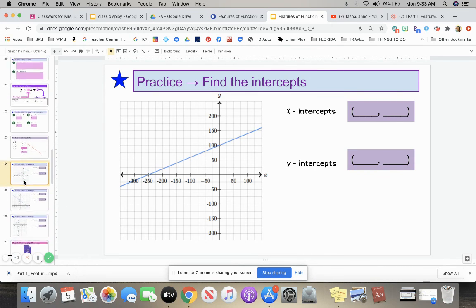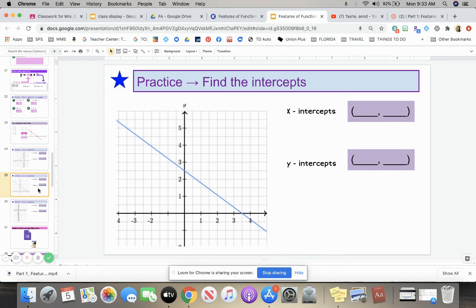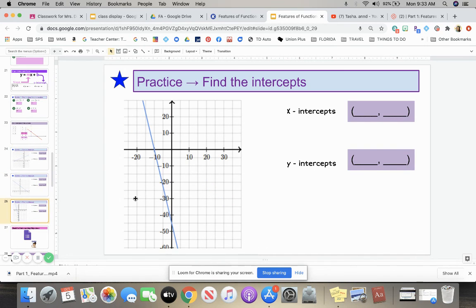Okay, time to practice. We have find the intercepts. Again, your x-intercept and your y-intercept. So you're just going to put those ordered pairs there. Same for this one. Find your x-intercept and y-intercept. Make sure you're paying attention to where the line's crossing. And again, find the x and y intercepts.